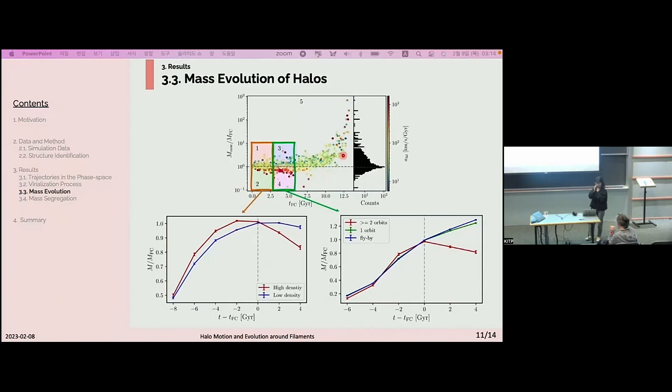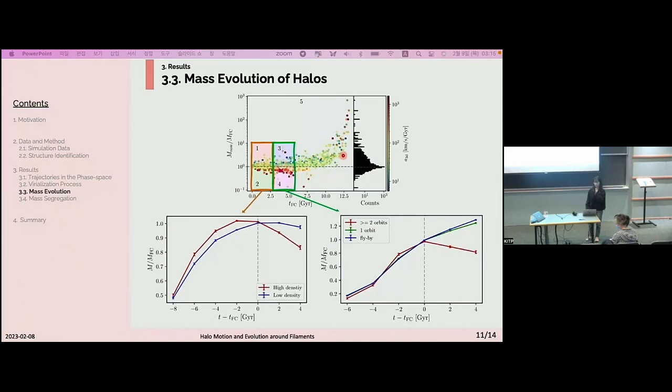In this panel, we are not calculating the filament density because we are estimating the density at redshift 0, and this is too long ago. So we instead measured the number of orbits around the filaments.